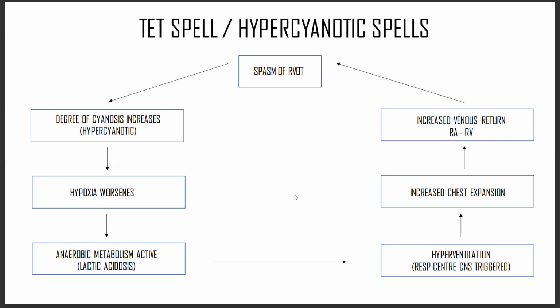For the treatment of these hypercyanotic spells, we can say something from this cycle itself. To treat the spasm, we have to give beta blockers. To relieve the hypoxia, we have to give oxygen supplementation. To treat the lactic acidosis, we have to give sodium bicarbonate. To depress the respiratory center, we have to give morphine or opioids. So these are the treatment options for the cyanotic spells.